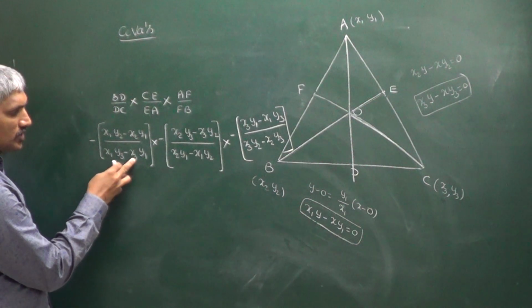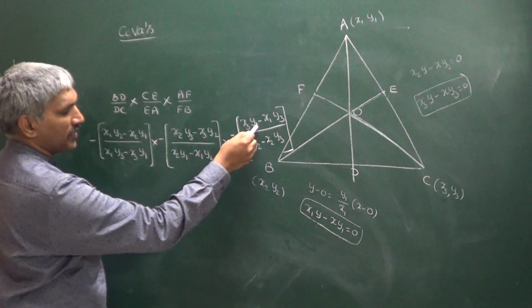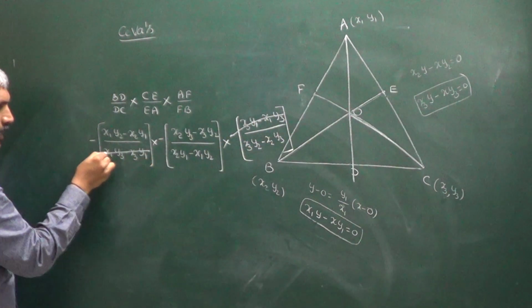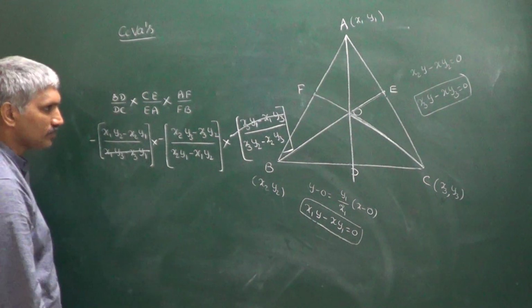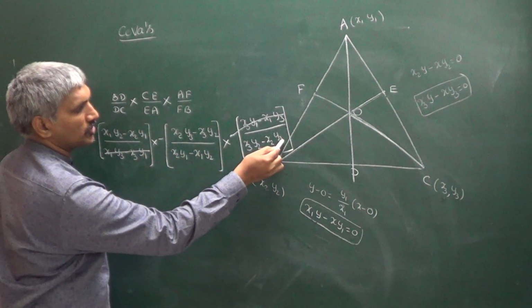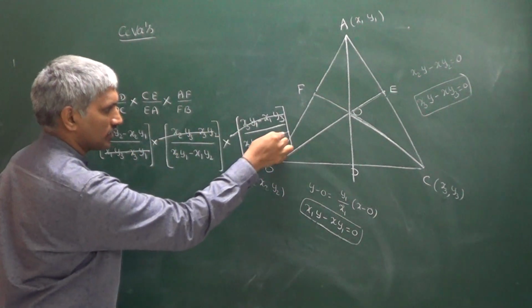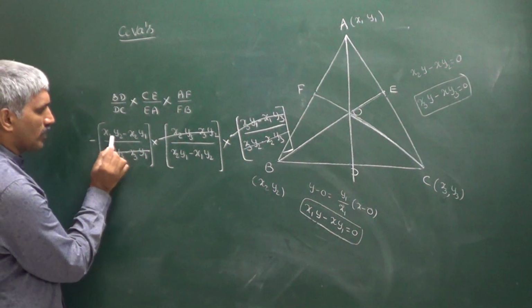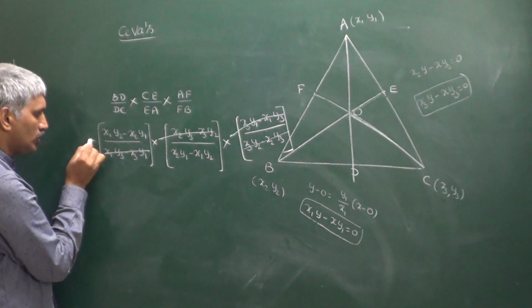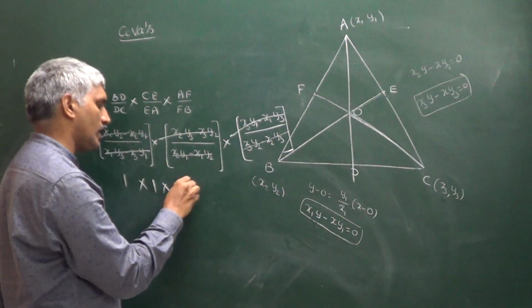x1 y3 minus x3 y1, but here x3 y1 minus x1 y3, multiplied with minus. That's why this minus, denominator cancels. Right? Next, x2 y3 minus x3 y2, but here x3 y2 minus x2 y3, same terms but there is a sign difference. That's why this minus, this term gets cancelled. Next, you can observe here x1 y2 minus x2 y1, but here x2 y1 minus x1 y2. That's why this minus, this total term cancelled. We got the answer as 1 into 1 into 1, that is equal to 1.